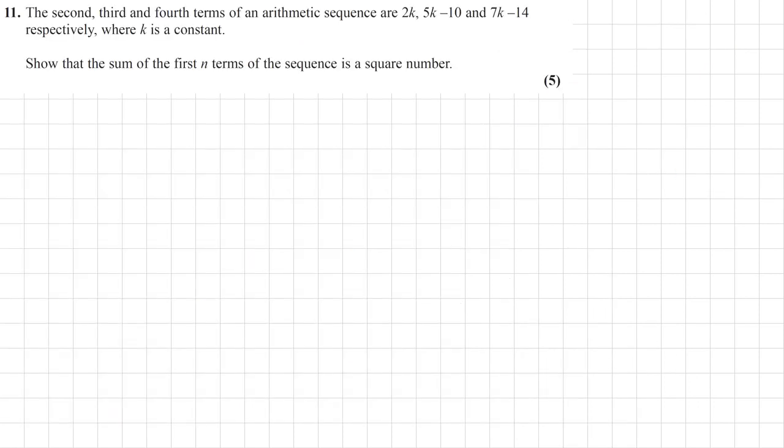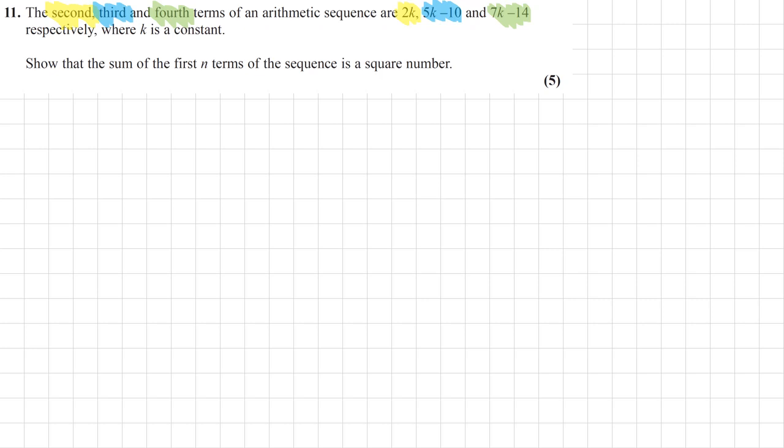Question number 11. The second, third and fourth terms of an arithmetic sequence are 2k, 5k minus 10 and 7k minus 14, respectively, where k is constant. Show that the sum of the first n terms of the sequence is a square number. Okay, so we have the second term, which is 2k. We don't have the first term. The third term, which is 5k minus 10, and we have the fourth term, which is 7k minus 14.